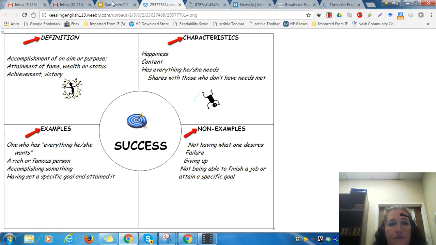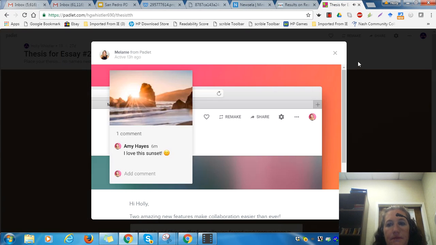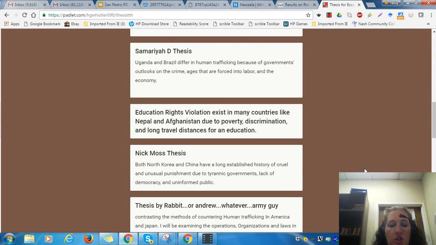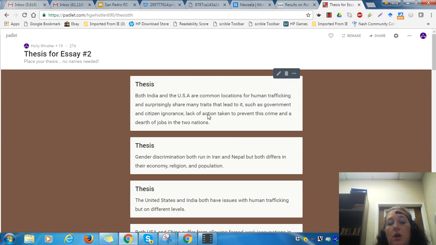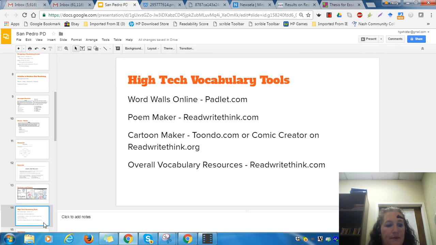And a lot of times I have students create thesis statements on there. Toondoo and Comic Creator are both really good. And then in general, just all vocabulary resources, I go to Read, Write, Think a lot. Notice this is just a big giant bulletin board. So you could have students do their definition for their word up there, their sentence for their word, and then compare what everybody's doing. So those are some really great strategies as well.